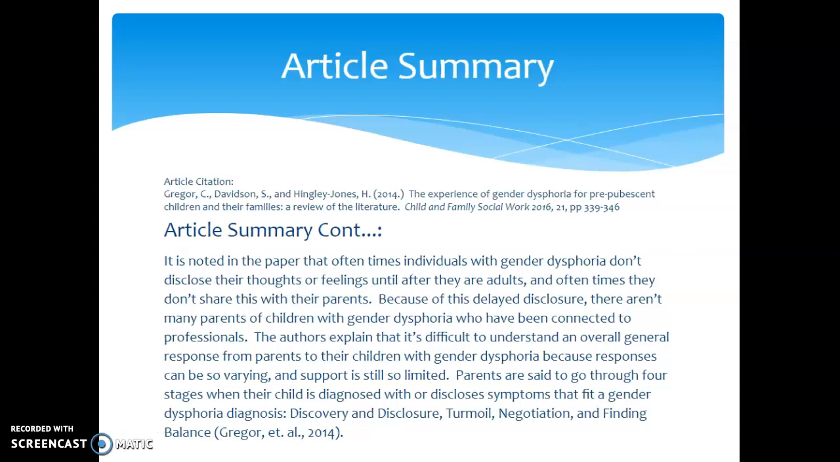The authors explain that it's difficult to gauge an overall response from parents to their children with gender dysphoria, and typical responses can vary so much. There are, however, 4 common stages that parents go through when their child discloses feelings or behaviors that may constitute a gender dysphoria diagnosis, or when a child is diagnosed with gender dysphoria. These stages are discovery and disclosure, turmoil, negotiation, and finding balance.